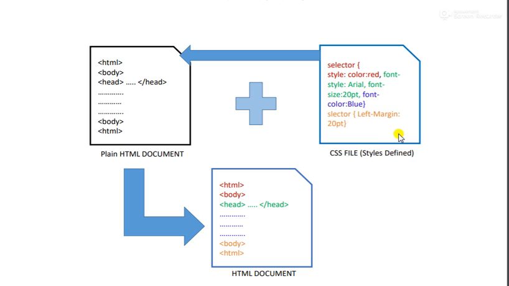Okay, and then we can also use points. 0.8 pixel we call as 1 point. So we have different units.